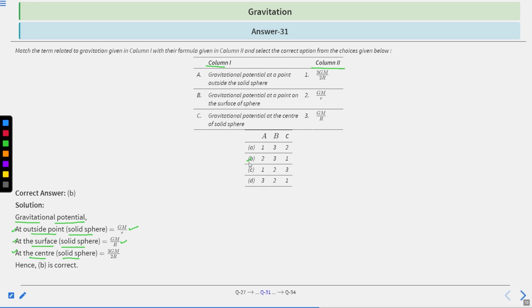B is the correct answer. A is matched with second, B is matched with third, and C is matched with 1. Clear? So B is the correct answer.